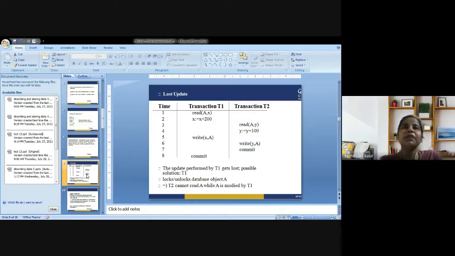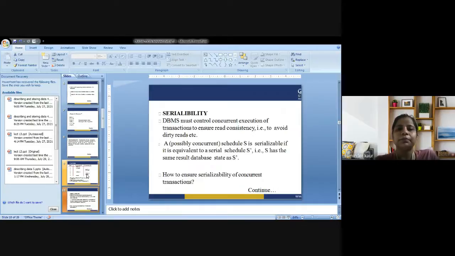Now locks mean to say, if I am assigning a lock to T1, it means after the completion of the operation of T1, I am locking it, and then T2 will start all the operations. After T2 has performed all the operations, then I am unlocking all the transactions so that it does not lead to updation problems or inconsistency problems. So next is serializability.